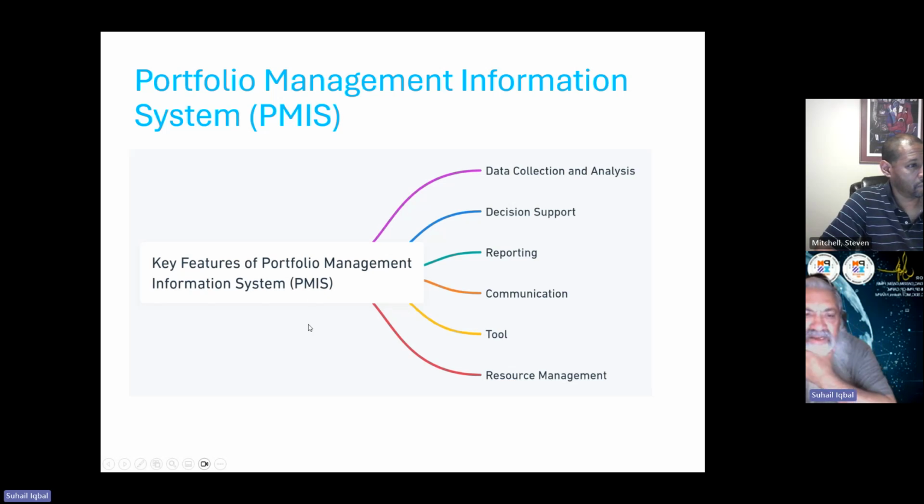So in general, the key features of your PMIS should be that it should be able to collect data and analyze it. It should be able to provide decision support, so the viewer can make their own decisions based on that. Reporting could be there. Communication is definitely a tool for communication. It has other tools of analysis also available to it. Resource management. And from today's perspective, I would say AI could be a very good addition to the key features of PMIS.